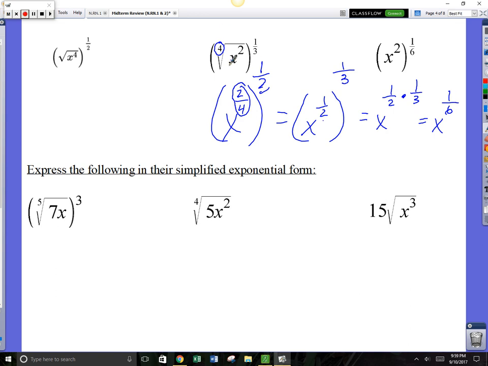So this one, I morphed everything into exponential form, and I'm going to morph it back. To morph it back, I'm going to go to radical, the x goes here, the 1 goes there, the 6 goes there, and that's when I submit. That's your answer.